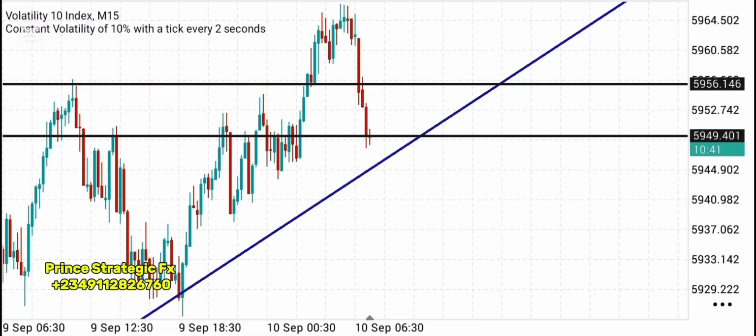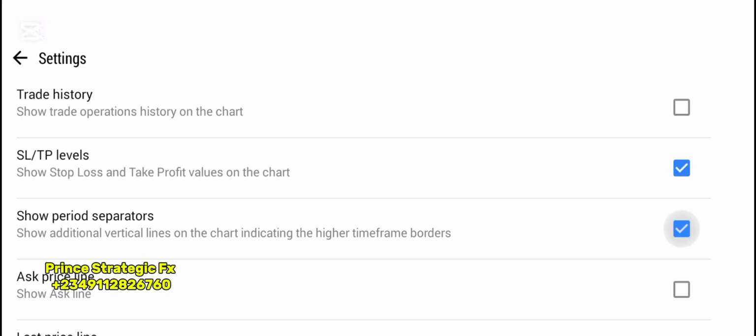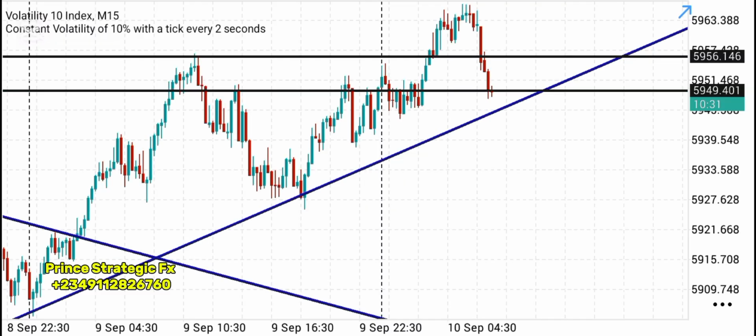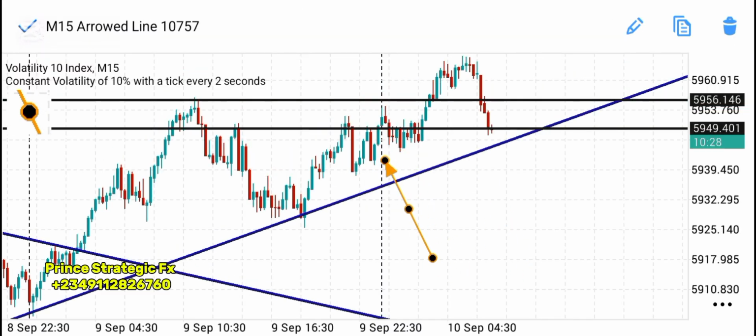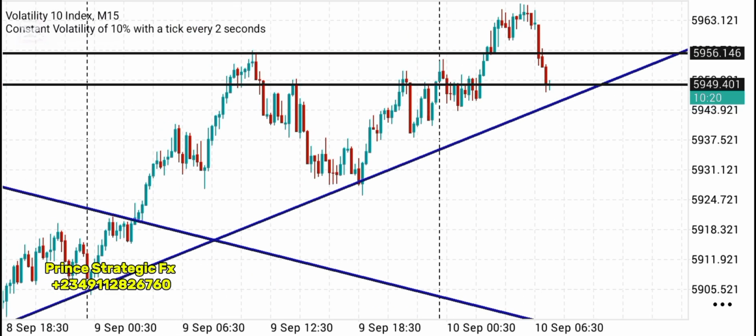Now we're going to move to the 15 minutes time frame, and that's where we're going to go to our show period separator. We'll turn it on, and this right here is exactly where price opened for the day, right? So now that we've done this, automatically we are looking to buy this market, because from all the analysis we've seen that price is on an uptrend.